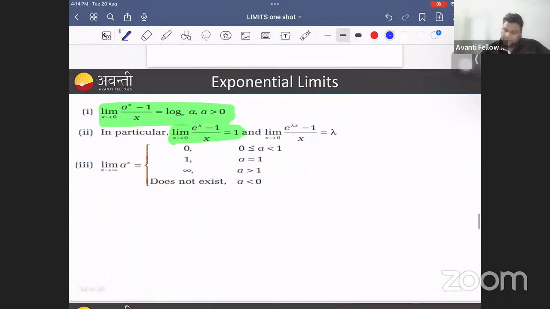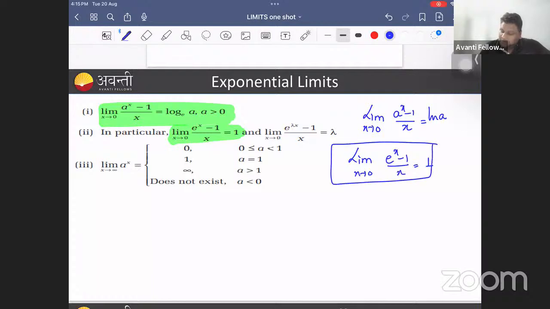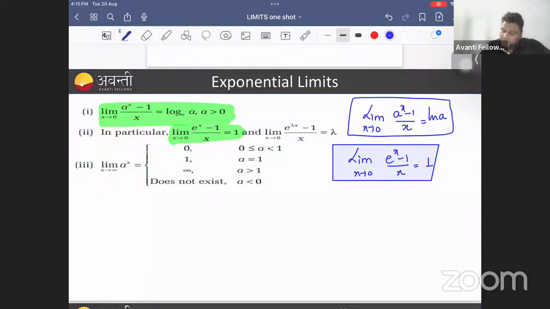Now, another form of the limit is limit x approaches 0, (a to the power x minus 1)/x, which is what? ln a, log a base e. And limit x approaches 0, (e to the power x minus 1)/x is what? Very, very, very important. Exponential limit.